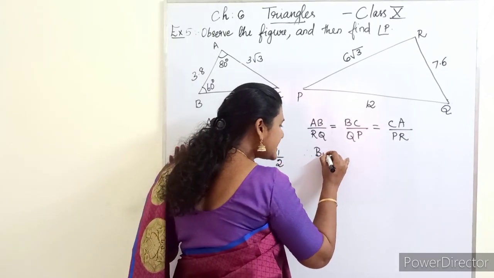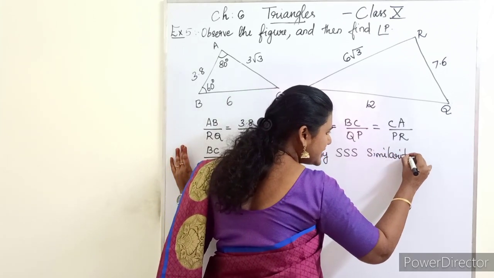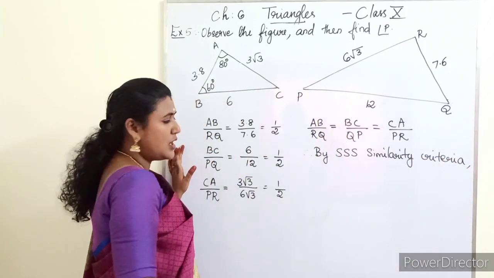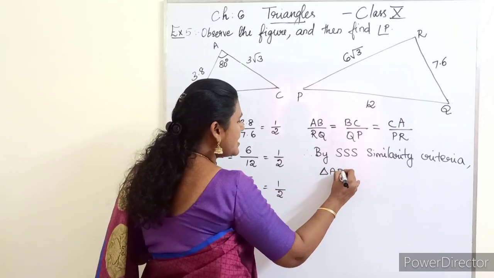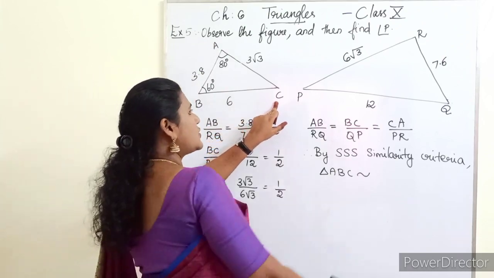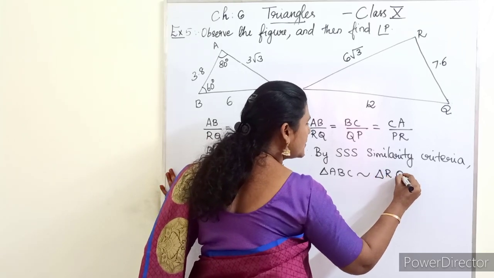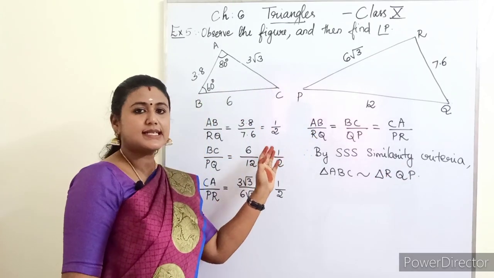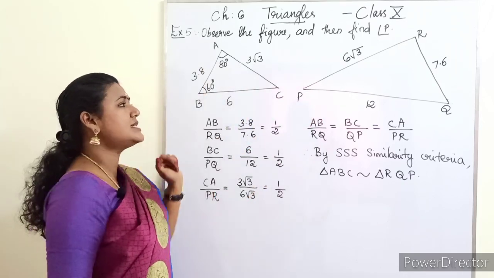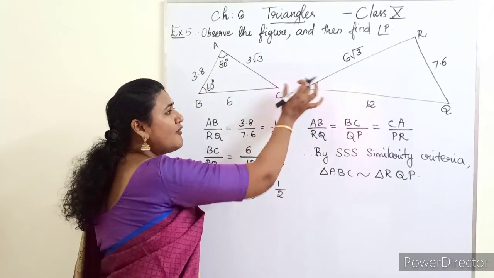Therefore, by SSS similarity criteria, we can say that these two triangles are similar. So we can write triangle ABC is similar to triangle RQP. So by SSS similarity we can say that these two triangles are similar. Now our question is, we have to find angle P. We have to find the measurement of angle P.